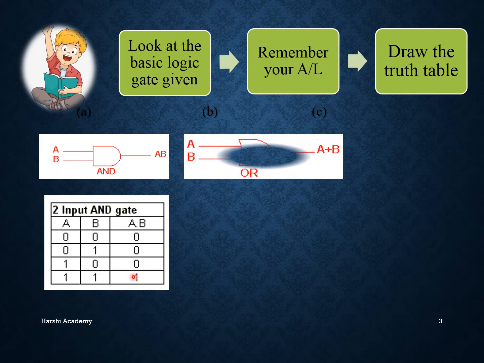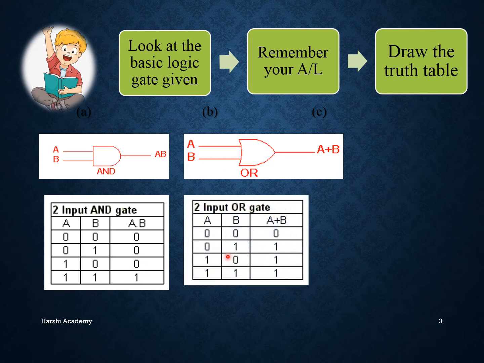The second one is OR gate. Then this is the truth table for OR gate. Here you can see when both inputs are 0, then output comes to 0. Otherwise, output is high level. Output is 1.